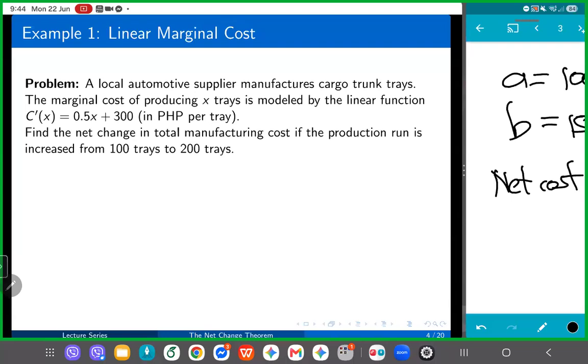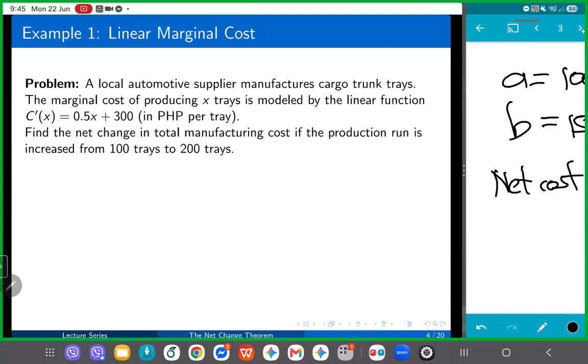So let's find the net change in the manufacturing cost, if the production run is increased from 100 to 200. So let's say currently the business is manufacturing 100. Now they are thinking of doubling that number. What will be the additional cost, what will be the net change? Okay, that's the keyword always, the net change in the cost.